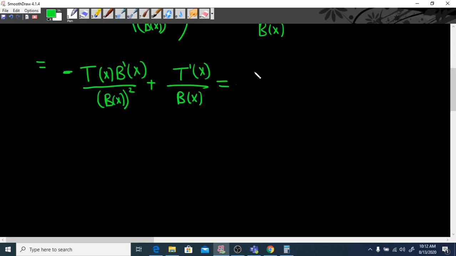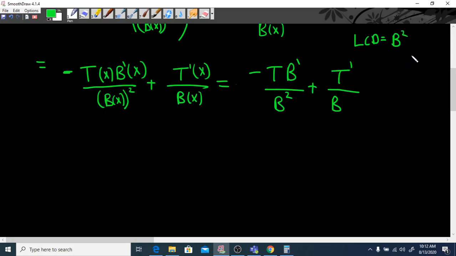This is the same thing as the following: negative of the top times the bottom derivative over b with no derivative squared, plus the derivative of the top over the bottom. Okay, so now we essentially just have two fractions with different denominators being added. So we're going to need our least common denominator, which is just going to be b squared.